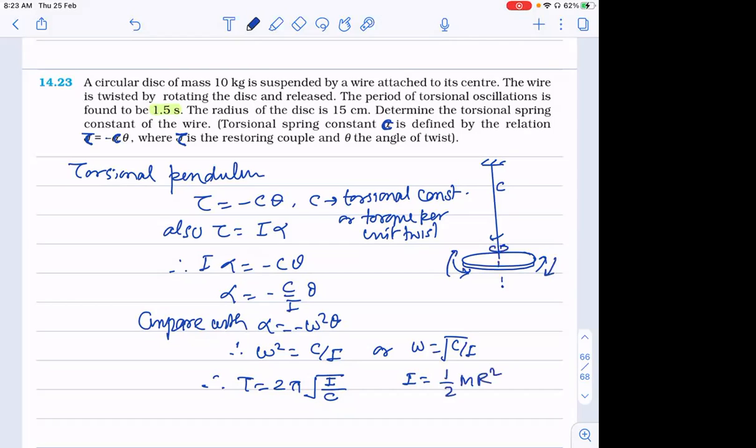So now everything is given. Time period is given, 1.5. Disk's radius is given. Is mass given? Yes, mass and radius both are given. And we have total 3 constants, 1, 2, and 3. So C is to be calculated. Now you can complete the calculation part, all the rest of the things are given. Put the mass and radius, and then find out whether you get the right answer. All right. So this was question number 23.